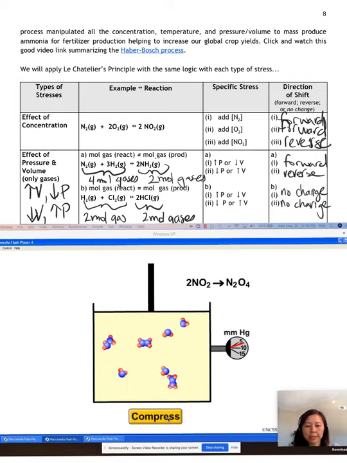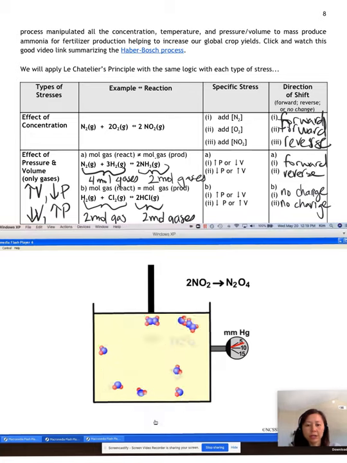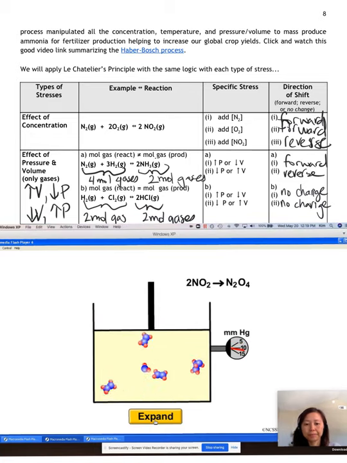I'm about to compress this container. When I compress this container, we're going to see less volume, less room for these particles to move. And so the equilibrium will find a way to shift in order to compensate for the less room that you have. Let's look to see what the shift is. You'll notice that there are now 2 more dinitrogen tetroxide. And of course, 4 of the nitrogen dioxide are lost.